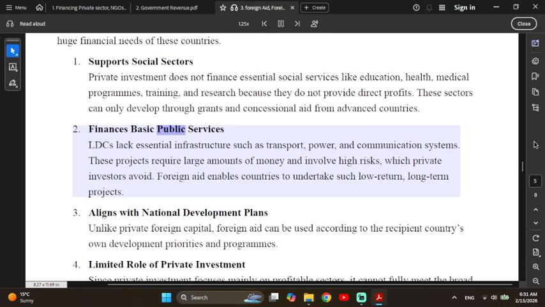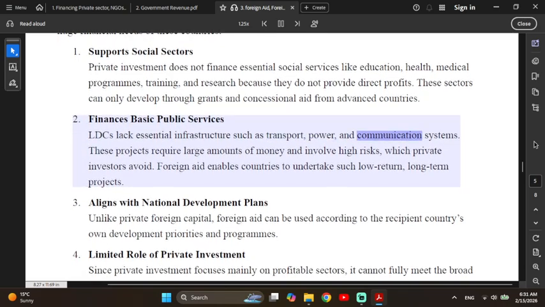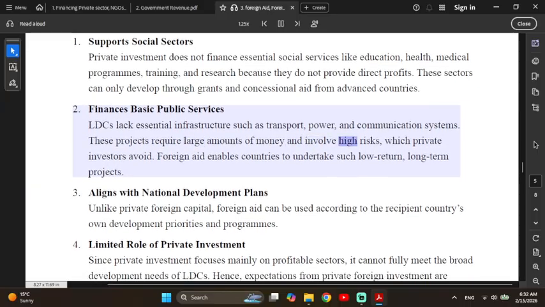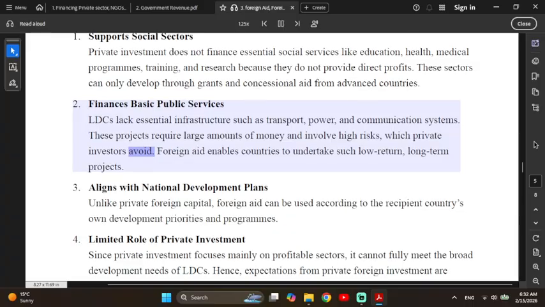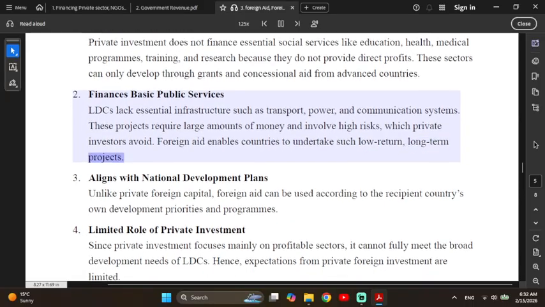2. Finances basic public services. LDCs lack essential infrastructure such as transport, power, and communication systems. These projects require large amounts of money and involve high risks, which private investors avoid. Foreign aid enables countries to undertake such low-return, long-term projects.